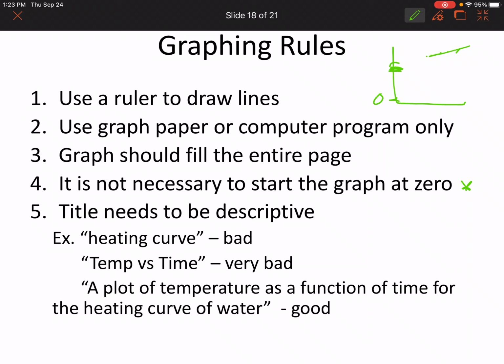What I want you to call it, and you can use this every time, is a plot of temperature as a function of time for the heating curve of water. So this would be a plot of, and then temperature is your y value as a function of the x value for the heating curve of water. And we know that because these are our variables, right? Our independent and dependent variables. So that's why this format works. You can use that title all the time. You can use it for every graph that you have in this class.